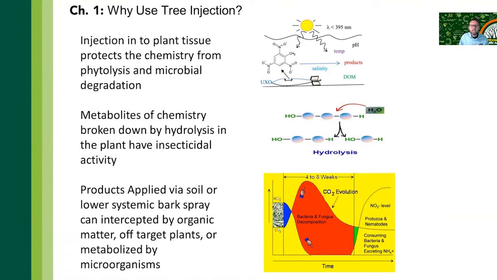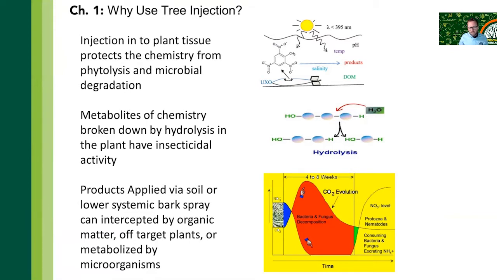Some other interesting things to think about here are the metabolites of some of these chemistries, which, once broken down by hydrolysis in the plant, have greater insecticidal activities. That's something we don't usually think about, and something we could probably say for some of our other systemic activities as well. But when we directly put these solutions or concentrates into the tree, they mix in with that column of water in the xylem, and when they mix with water, they can actually become more toxic to the pests. And then finally, products applied via soil or lower systemic bark spray can be intercepted by organic matter or off-target plants, or, as we mentioned, metabolized by other microorganisms.